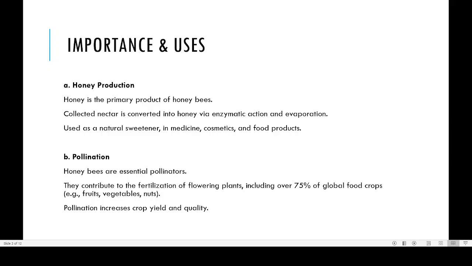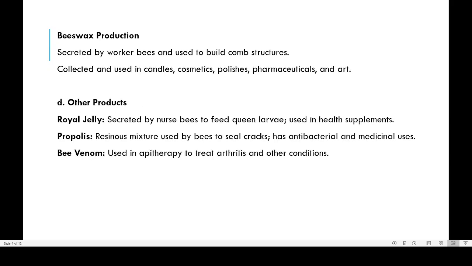So this is why exchange of genes brought about by cross pollination is very necessary. Otherwise there will be some reproduction, but gradually the offsprings developed from such self pollination will have decreased survival capability. Then next one is the beeswax production. So beeswax is used in many things like candles, cosmetics, polish industry, pharmaceutical.